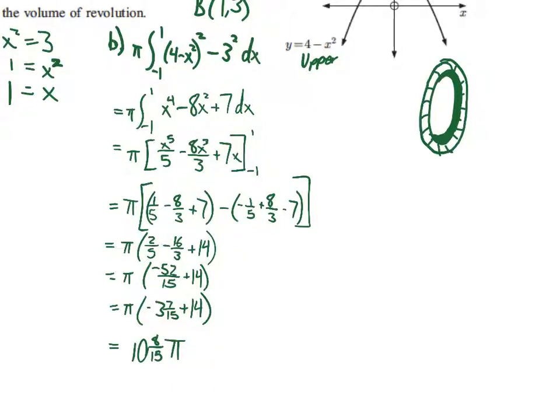Okay? So let's say this actually was some kind of a ring. If we were going to make this out of gold or silver or whatever, now we can calculate how much material we're going to need and also then how much it's going to cost. Okay? Because we know the volume. All right? Any questions?